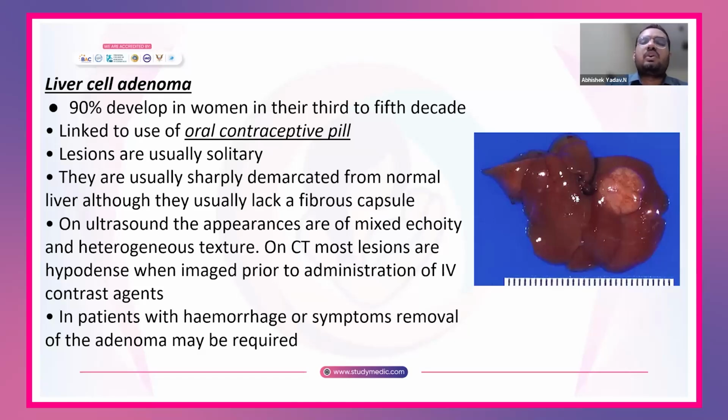The lesions are usually solitary and sharply demarcated from normal liver, although they lack a fibrous capsule. On ultrasound examination, they show a mixed echogenicity and heterogeneous texture. On CT scan, lesions will be hypodense, and patients who are symptomatic, with hemorrhage or mass occupying lesions, in such conditions we go for surgical resection.